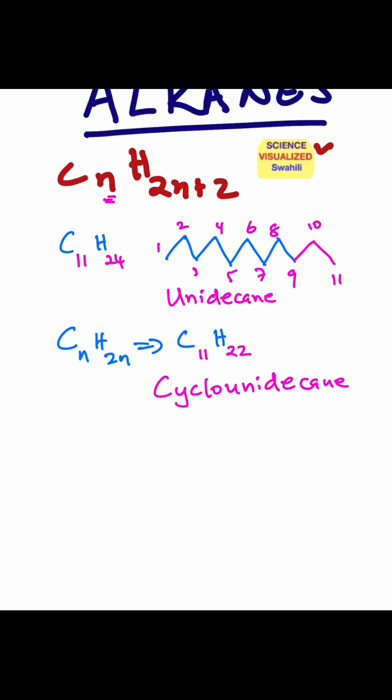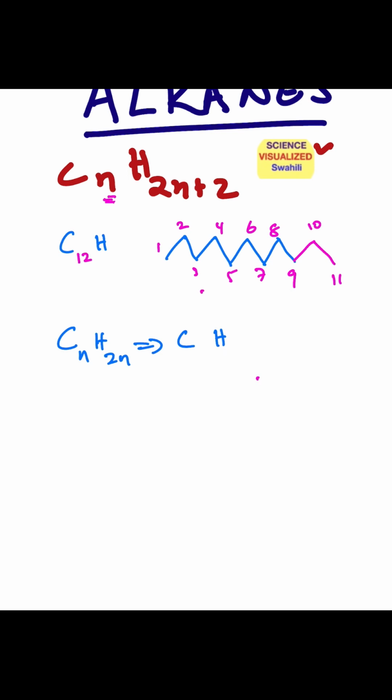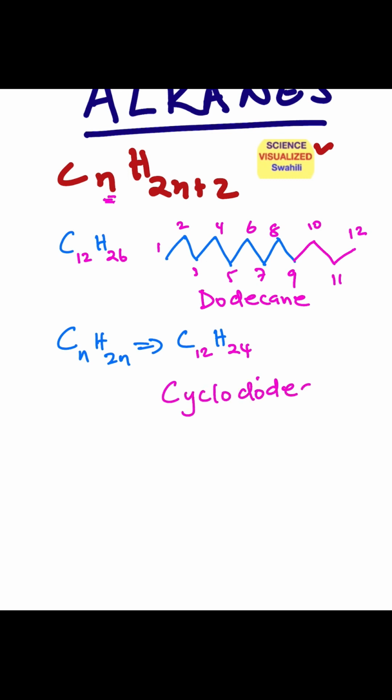Lastly, for 12 carbons, so C12, for H, it will be 12 times 2, which is 24, plus 2, gives you 26, and therefore we add one more carbon there, 12, and that will be the structure, and the name for that is dodecane. The cyclic system will be C12H24, and the name will be cyclododecane.